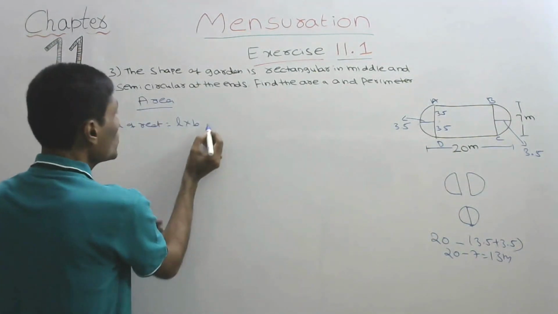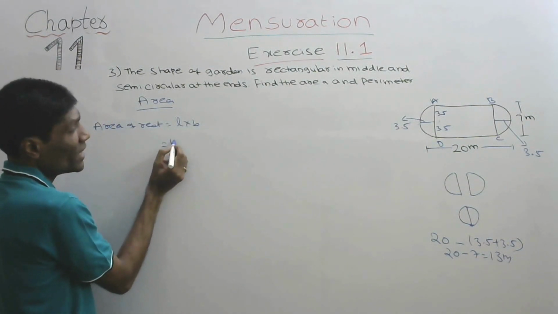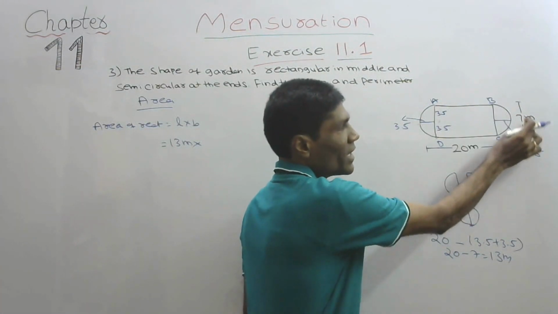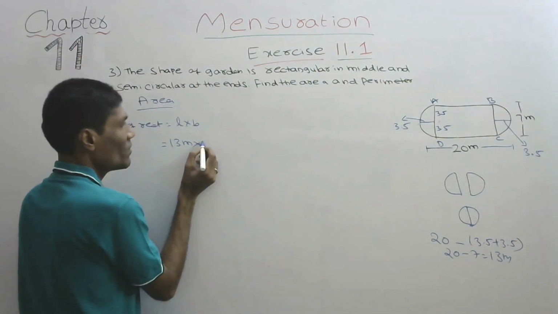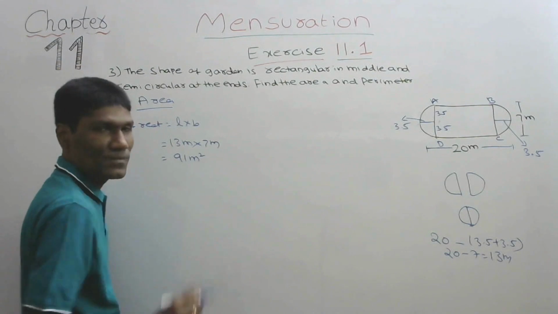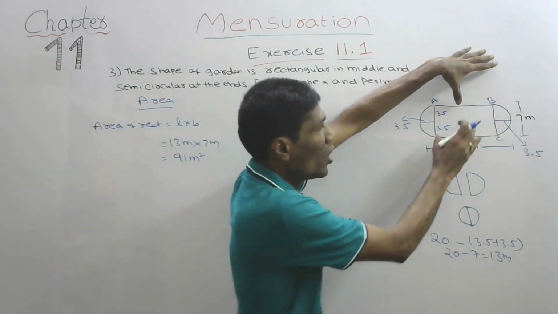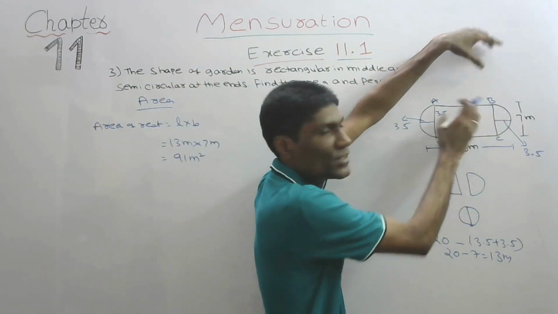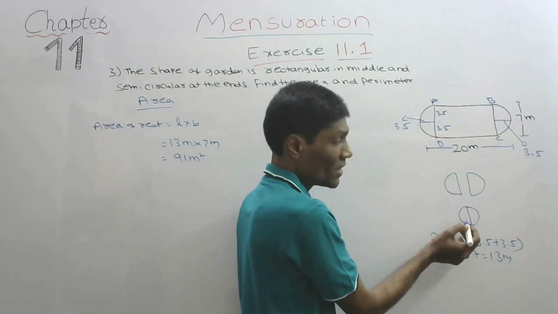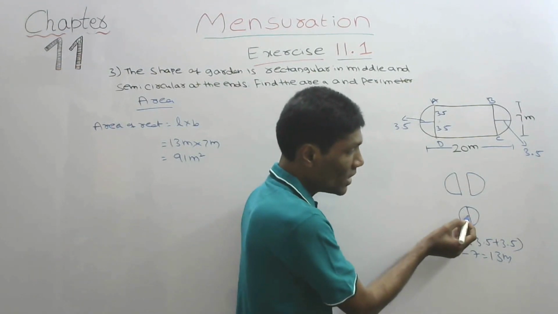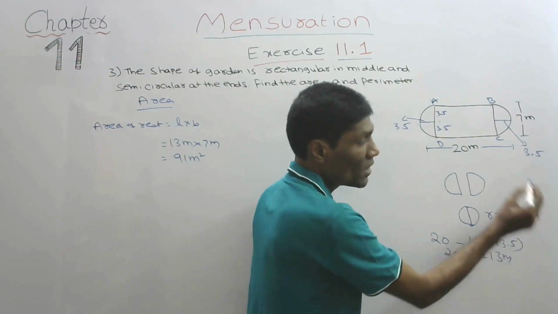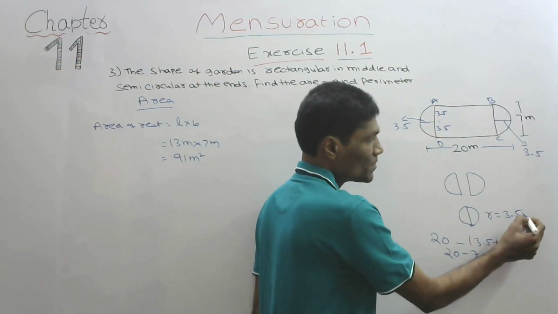So length equals 13 meters into breadth. What is this breadth? Directly given, 7. So 7 meters, 13 sevens are 91 meters square. So we got the area of this rectangle. Fine. Then we need to find the area of this circle. We got a circle now. So what is the radius? We got 3.5 meters.